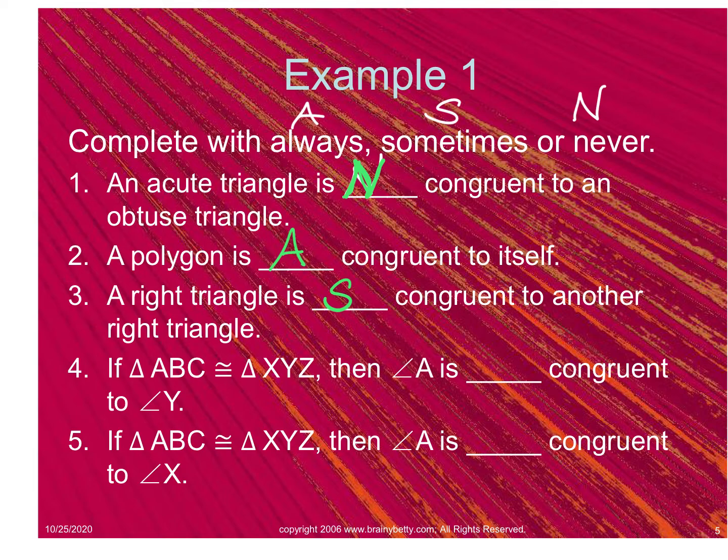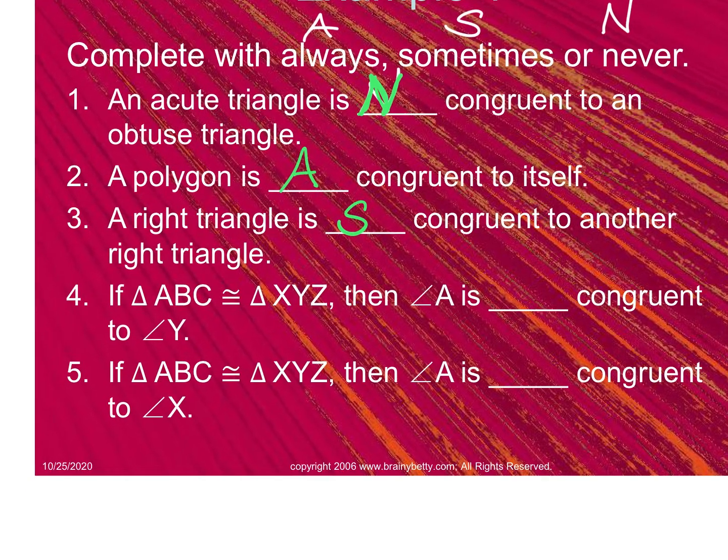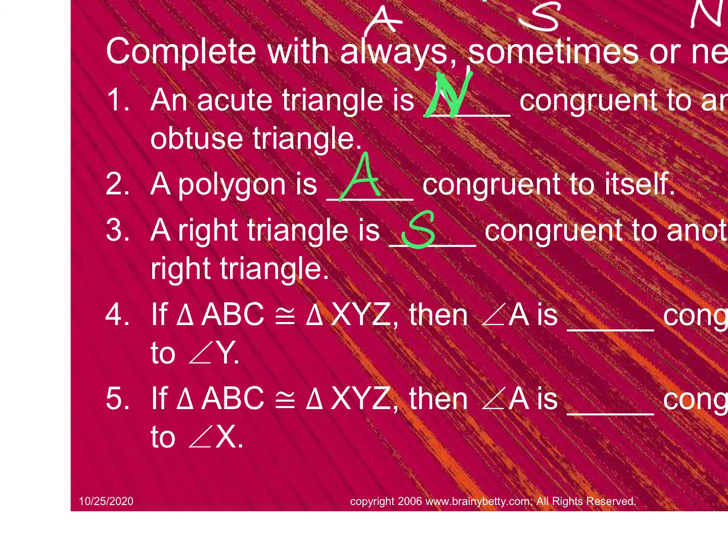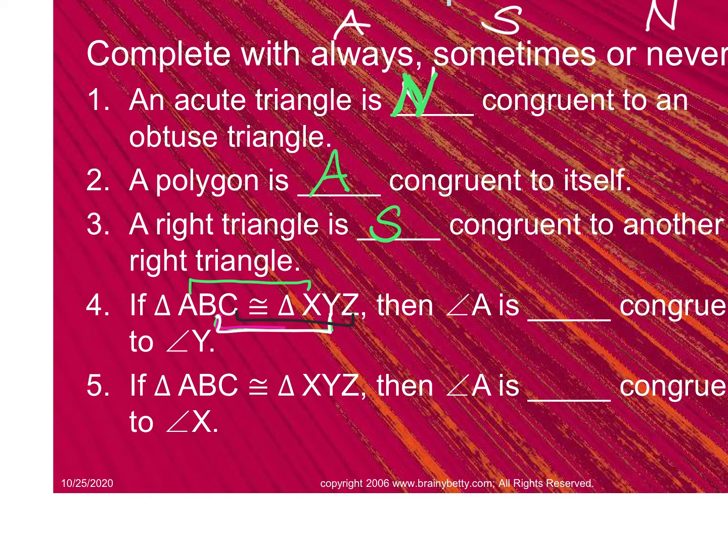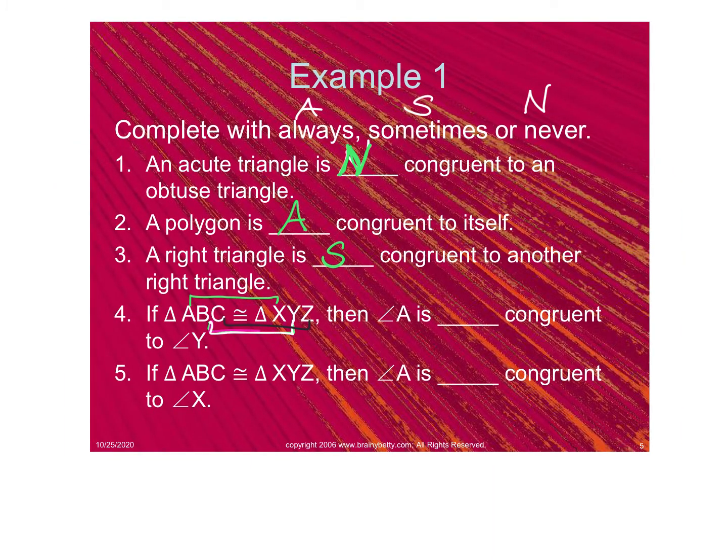Next one. If ABC is congruent to XYZ, then angle A is blank congruent to Y. So let's take a look at this. Let's match the letters. So here, if A matches with X, and B matches with Y, maybe I'll do a different color. Let's do white, and then we'll just do black, C and Z. Now, if you think about it, you might say always, or never, but it is sometimes.